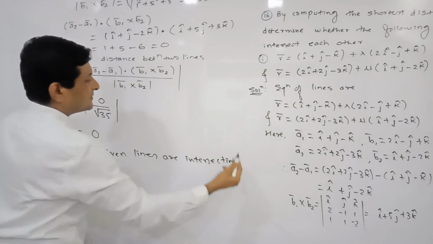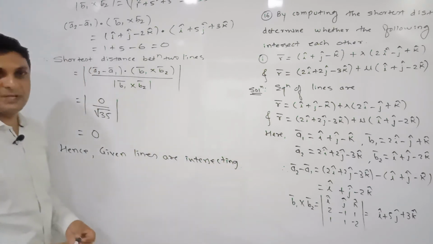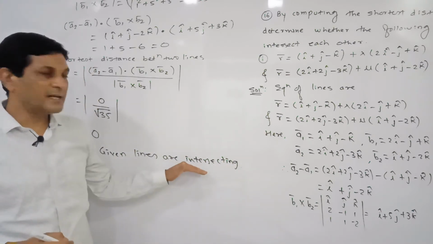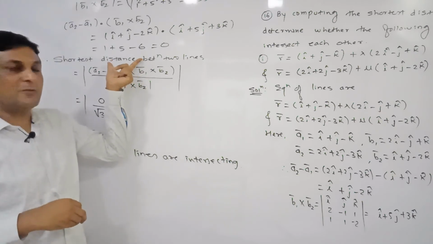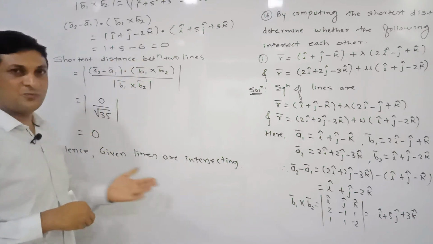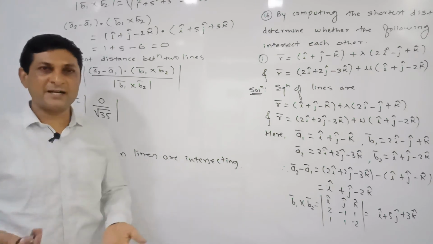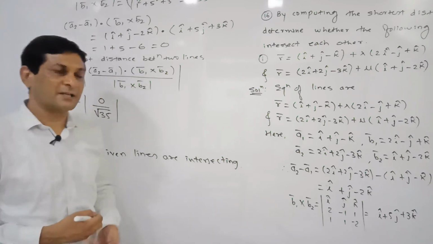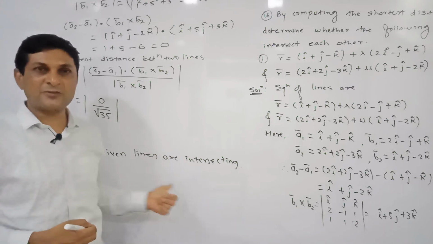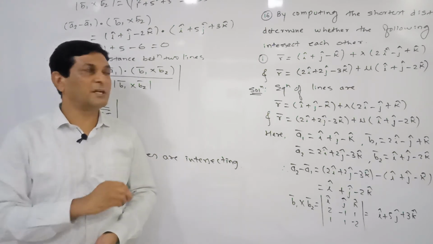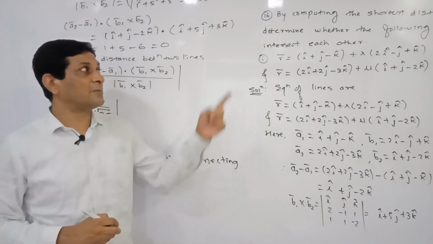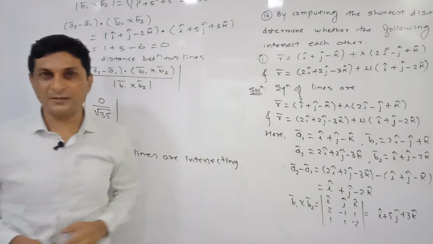And that's what we have to check here. It means to check whether lines are intersecting or not, we have to find out first what? The shortest distance. Once the shortest distance is known to us, we are able to conclude that lines are intersecting or not intersecting. As this distance is 0, that's why our conclusion is what? Lines are intersecting. Using the same method, let us try to solve the second example from question number 16.